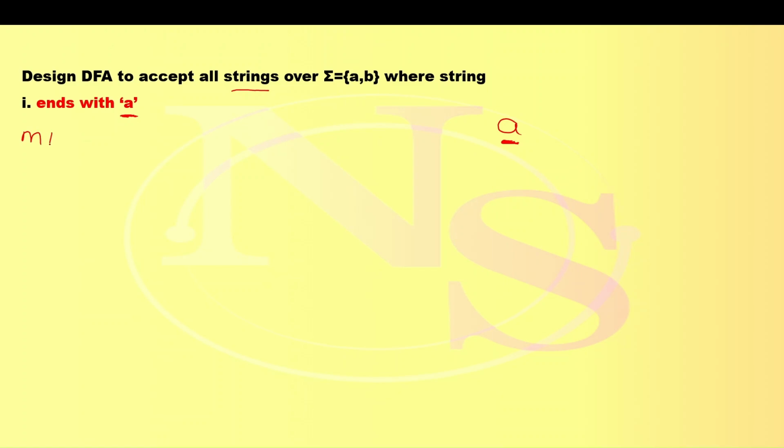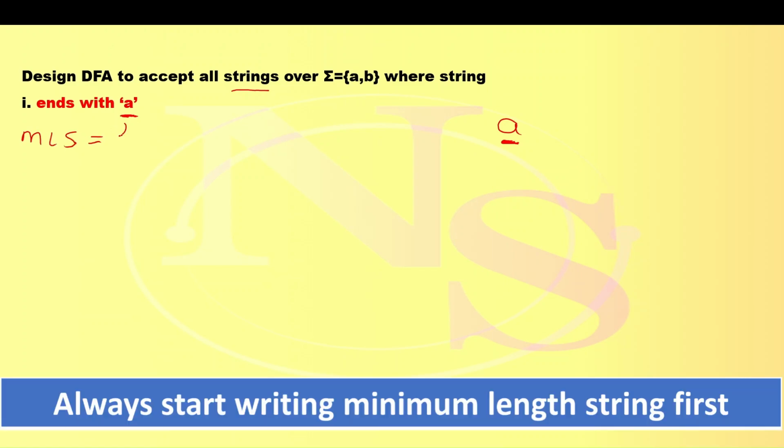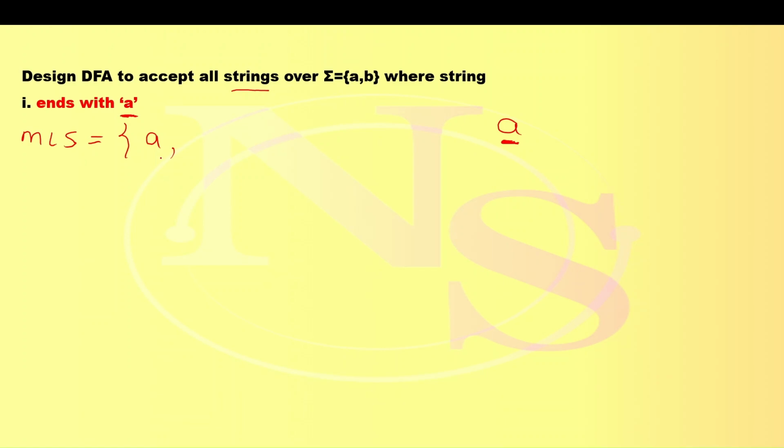So write down the minimum length string. The first minimum length string is A itself, ending with A. But our condition is ending with A. It means what? Before A, anything can come. For example, A can come, so double A is also possible. It's ending with A, but before A, B can come. So I am writing here BA. See, the string is ending with A.